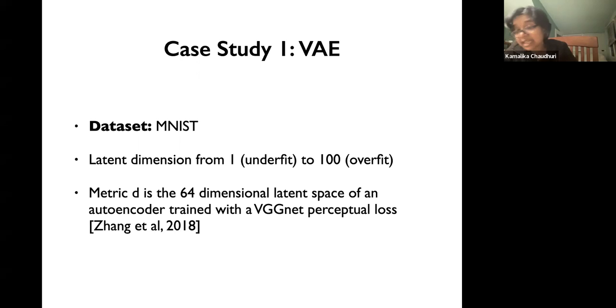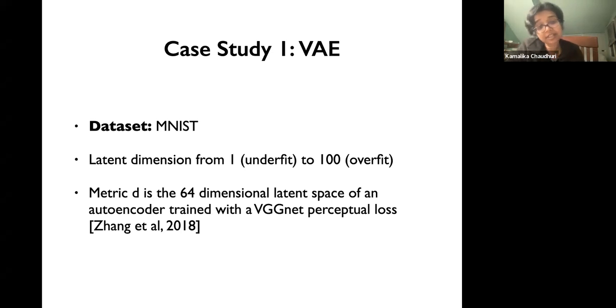So the first is a case study involving variational autoencoders on MNIST, where we varied the latent dimension. The higher the latent dimension, the more complicated the model. If the latent dimension is 1, then it underfits; there's not that much it can do. And it's known that if the latent dimension is 100, then it's really overfitting. Other papers have shown that it is overfitting in different ways when the latent dimension goes all the way up to 100.